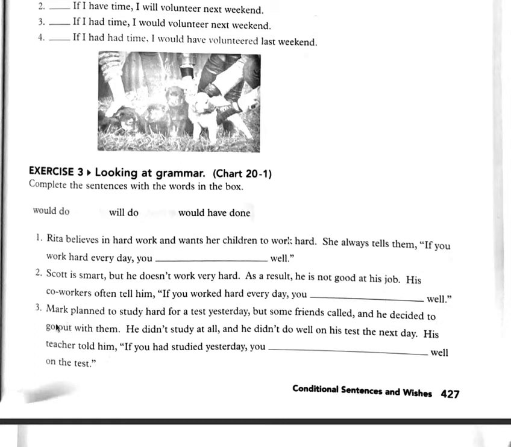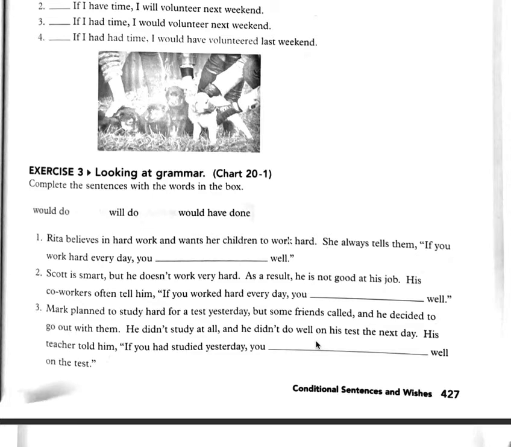Number 3. Mark planned to study hard for a test yesterday, but some friends called and he decided to go out with them. He didn't study at all, and he didn't do well on his test the next day. His teacher told him, if you had studied, this is the past perfect, had studied yesterday, you... So my result clause would have, in the past participle, you would have done well on the test. So number 1, will do. Number 2, would do. Number 3, would have done.